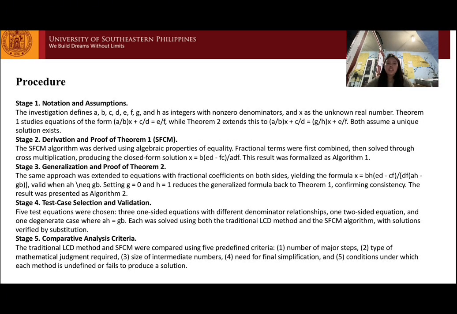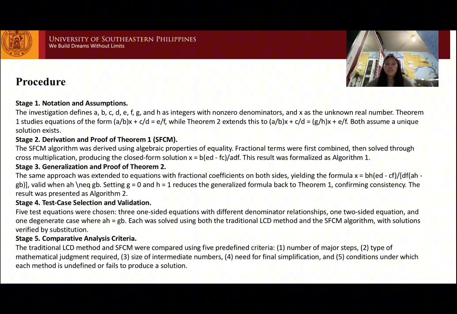Unlike experimental studies, this investigation is derivation-based and proof-based, rather than data collection based. The procedure consists of 5 stages. Stage 1 was establishing the notation and assumptions. We defined all variables and coefficients used throughout the investigation and assumed that all denominators are non-zero. We also specified that each theorem applies only when the equation has a unique solution.